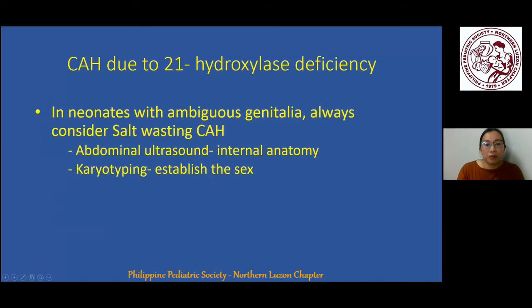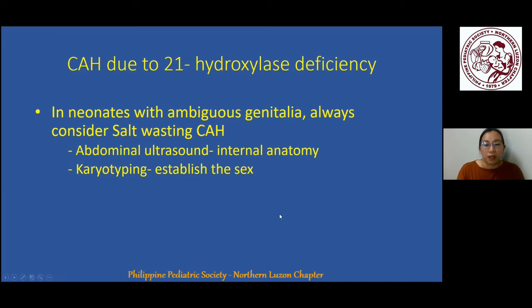In neonates with ambiguous genitalia, always consider the salt wasting type of CAH. While awaiting the newborn screening result, we can do an abdominal ultrasound. This is to detect the internal anatomy. Baka meron namang uterus doon, kahit phallic structure, but it has uterus. Most probably, XX itong baby natin. With ambiguous genitalia, karyotyping is also recommended. This is to establish the sex because of psychological and legal implication of wrong gender assignment.